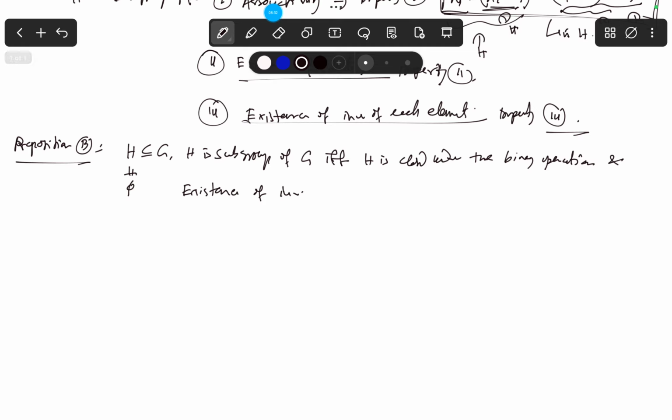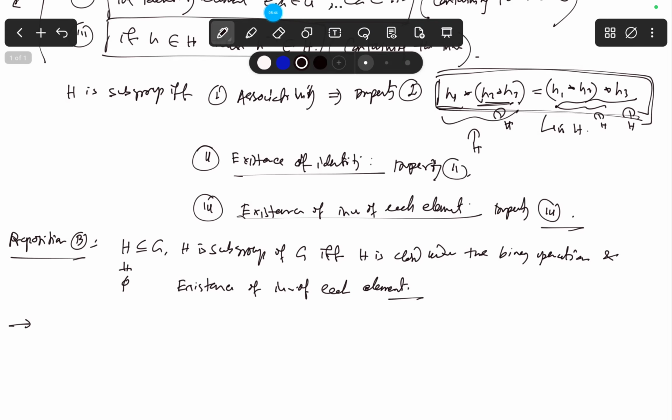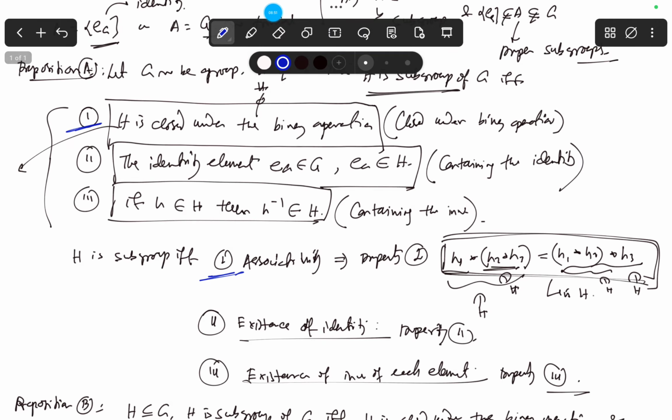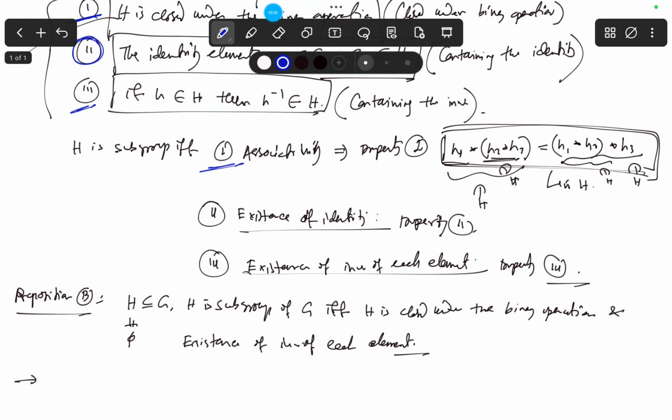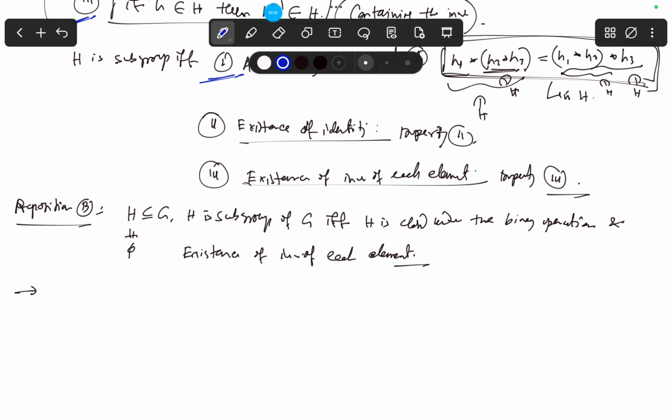Okay, inverse of each element. Okay, so here also it is quite easy. So basically we are just focusing on condition 1 and condition 3. So my condition is that this property of condition 2 is basically satisfied if condition 1 and condition 3 are being satisfied. Okay, so that's quite easy.